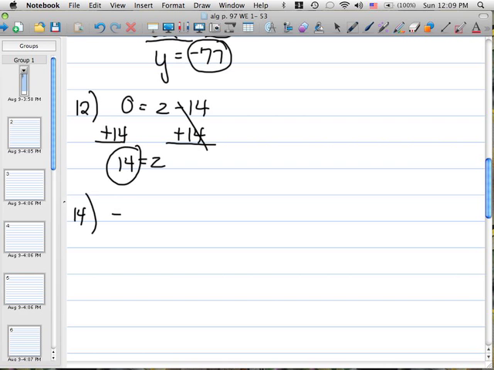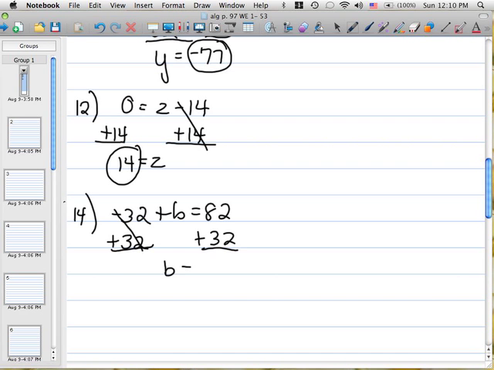Problem 14, negative 32 plus b equals 82. We want to get rid of the minus 32, so the opposite would be to add 32. That leaves us b on the left, and if we add these two positive numbers, I get 114.